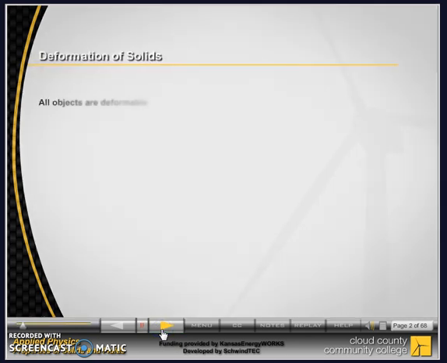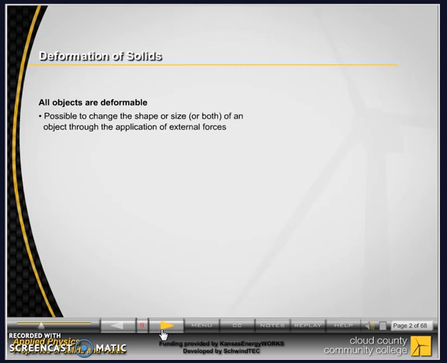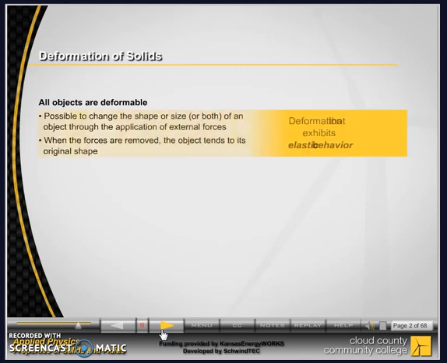All objects are deformable. It is possible to change the shape or size of an object through the application of external forces. When the forces are removed, the object tends to its original shape. This is a deformation that exhibits elastic behavior.